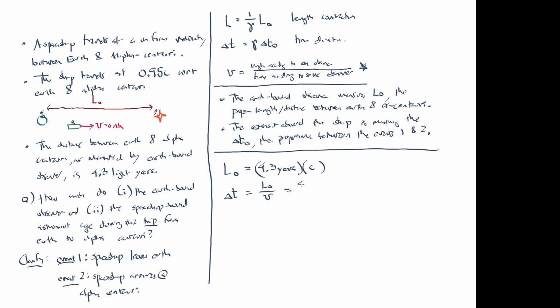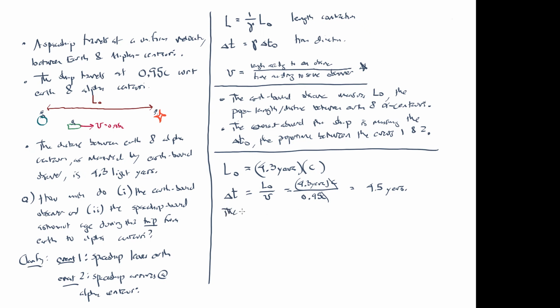Okay, so what is the proper length? It's 4.3 years times the speed of light, divided by the speed of the ship, which is 0.95 c, 95% of the speed of light. I left the c's in here so that I could cancel them out like this. So you take 4.3 years divided by 0.95, and so it would be 4.5 years. That is the time of the trip as observed by people who are standing on the Earth or Alpha Centauri. That is, they will have aged 4.5 years during this trip.